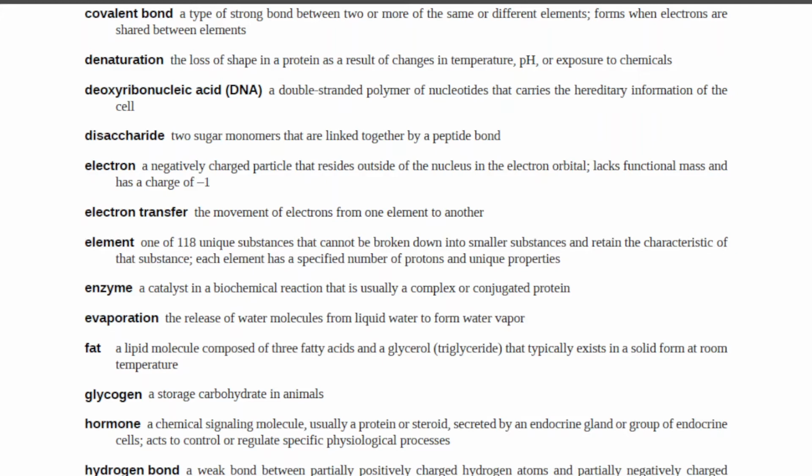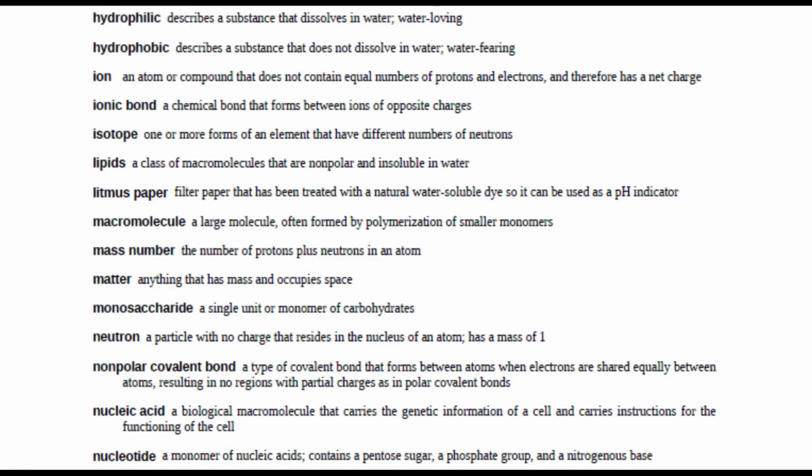Hormone, a chemical signaling molecule, usually a protein or steroid, secreted by an endocrine gland or group of endocrine cells. Acts to control or regulate specific physiological processes. Hydrogen bond, a weak bond between partially positively charged hydrogen atoms and partially negatively charged elements or molecules. Hydrophilic, describes a substance that dissolves in water, water-loving. Hydrophobic, describes a substance that does not dissolve in water, water-fearing.